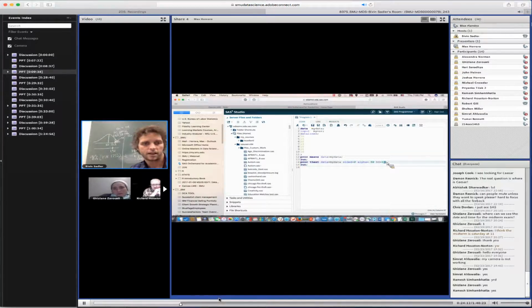And everybody think, put in 17.5, but don't run it yet. Everybody think, is your p-value going to be just bigger than 0.01 or just smaller than 0.01?